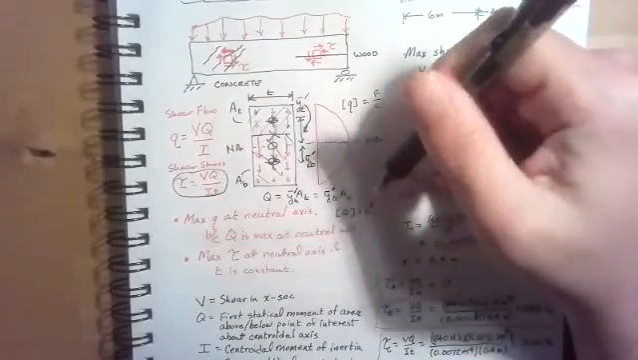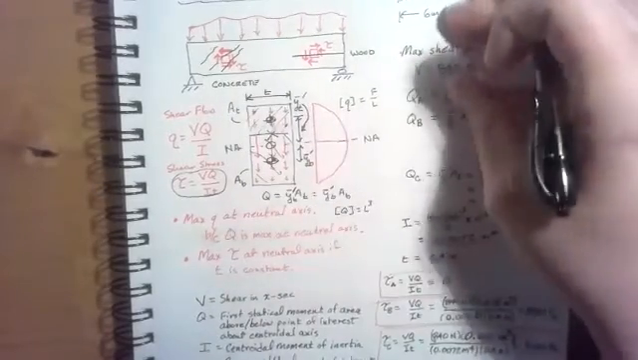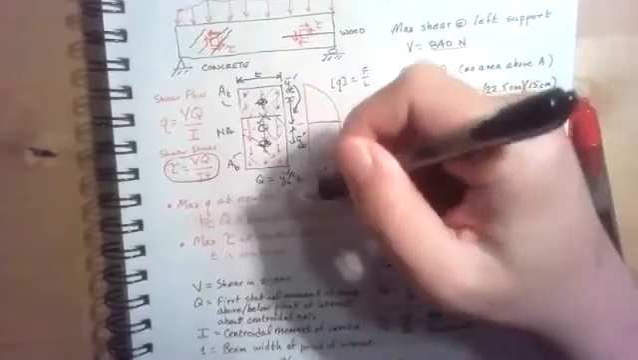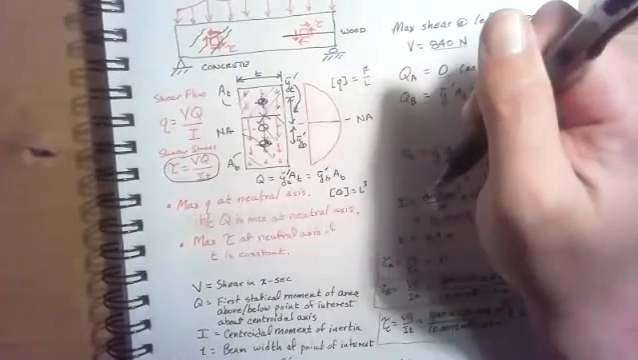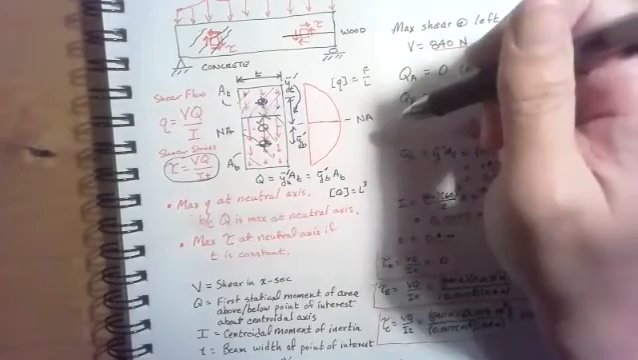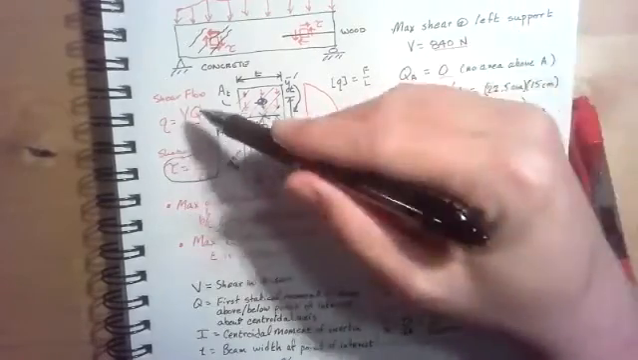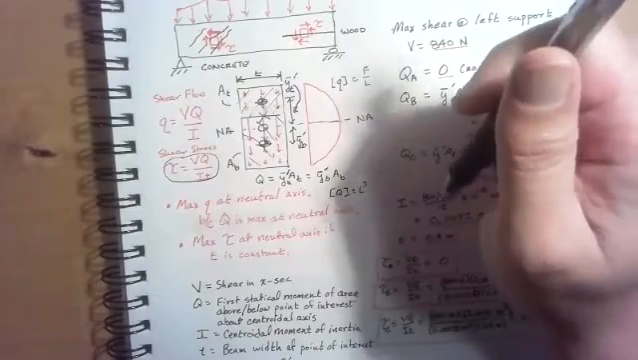And Q is just Y bar times the area above or below the point of interest. So you should note that there is a maximum shear flow at the neutral axis because Q is at its maximum at the neutral axis, and q is equal to VQ over I.